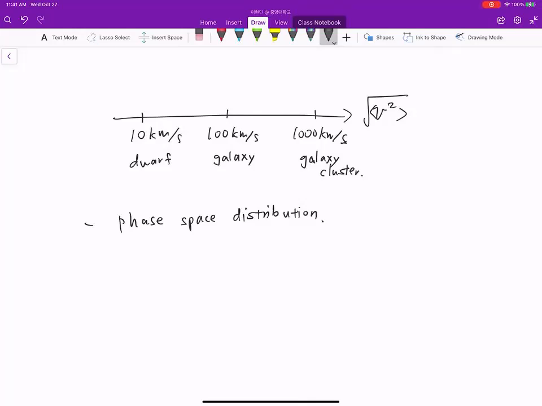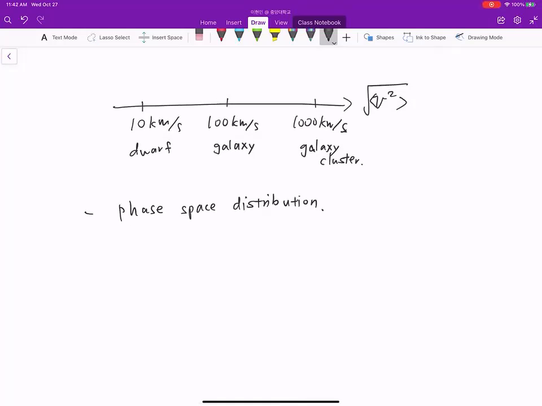But even if dark matter is not in thermal equilibrium, if you have a sufficiently large number of dark matter particles, you can infer what the distribution of dark matter is. So this subject that I'm talking about is just based on the statistics.